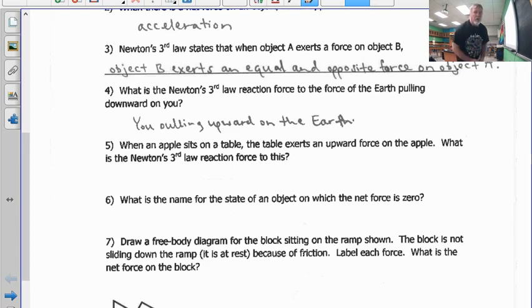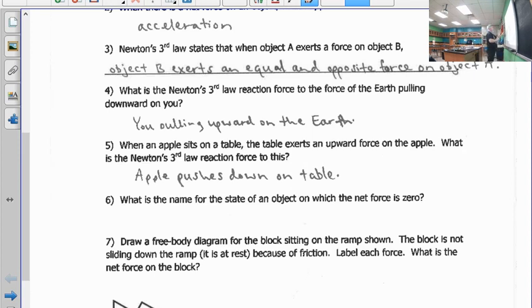The apple exerts an equal and opposite force on the table. Excellent. Thank you, Mason. Exactly what I was looking for. Same two objects. The table exerts a net force on the apple, so the apple better exert a force on the table, and it's going the opposite direction, so we're going to say the apple pushes down on the table. Okay, that's when we're talking about action-reaction pairs.